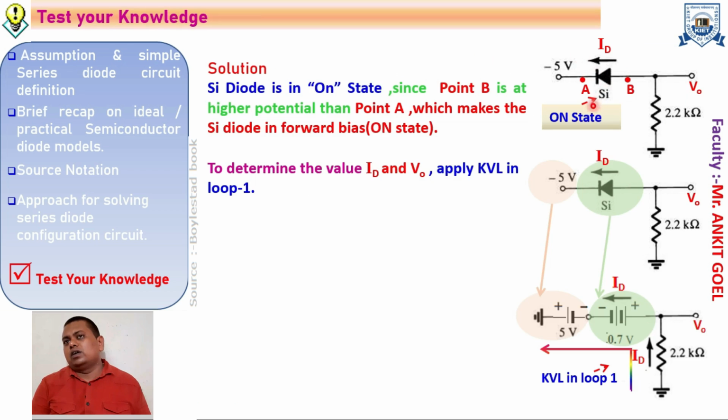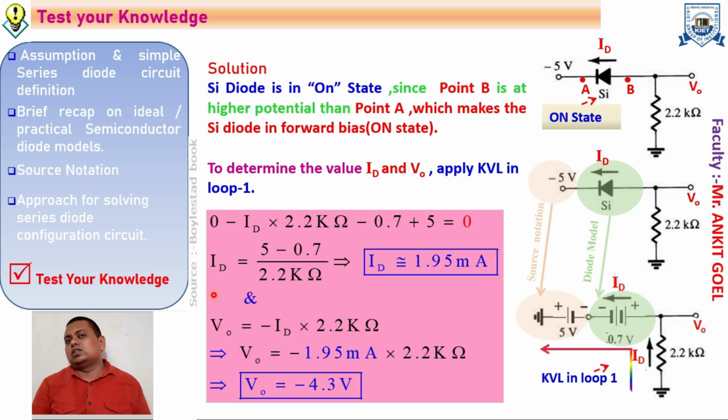This is the solution we have. By observing, we see that this diode is in the on state, because if I denote the left side as node A and the other as node B, at node A we have the higher potential and at node B we have the lower potential. 0 is more potential than minus 5 volt. Once we know this diode is in the on state, we replace the diode by a 0.7 volt battery and the source notation by a plus 5 volt. Then we apply the loop from ground to ground: ID into 2.2k plus 0.7 volt minus 5 volt.